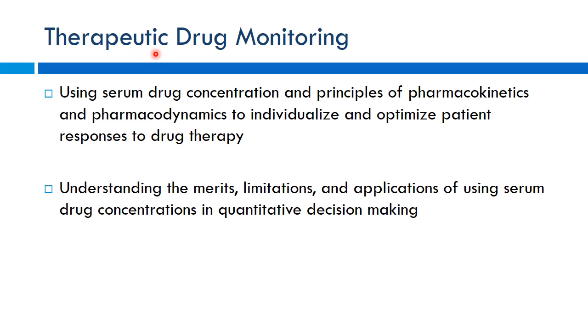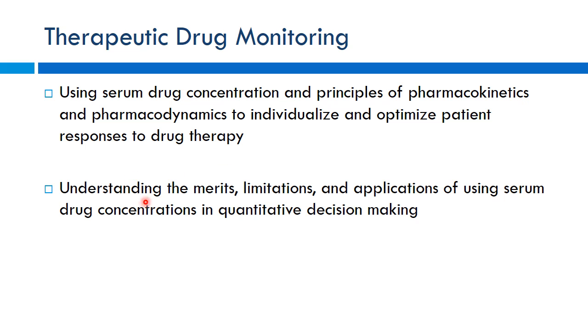And so therapeutic drug monitoring more specifically is going to be using serum drug concentrations. So we're going to draw blood off the patient, isolate out the drug, and figure out what the concentration is, and use those principles to figure out, okay, what's the best way to treat this patient? Should I give them a bigger dose less frequently? Should I give them a smaller dose more frequently? How should I do that?